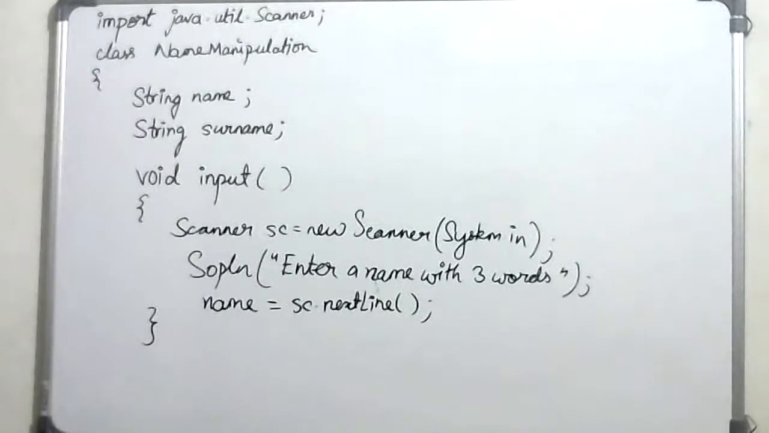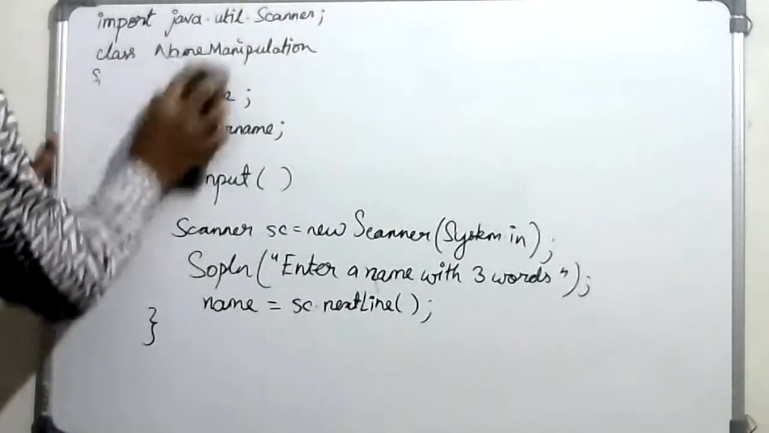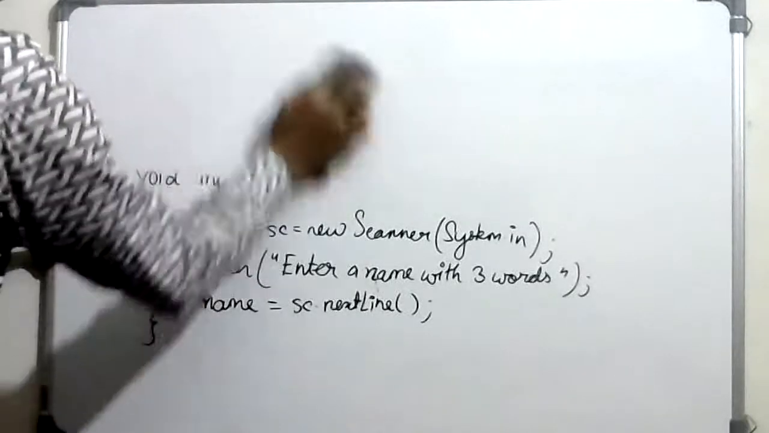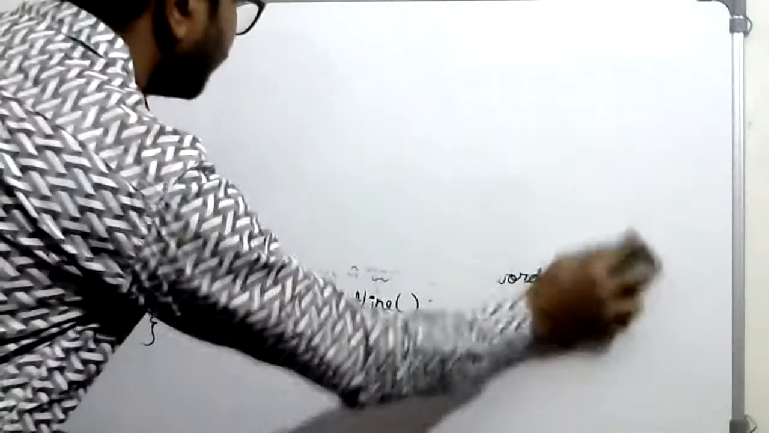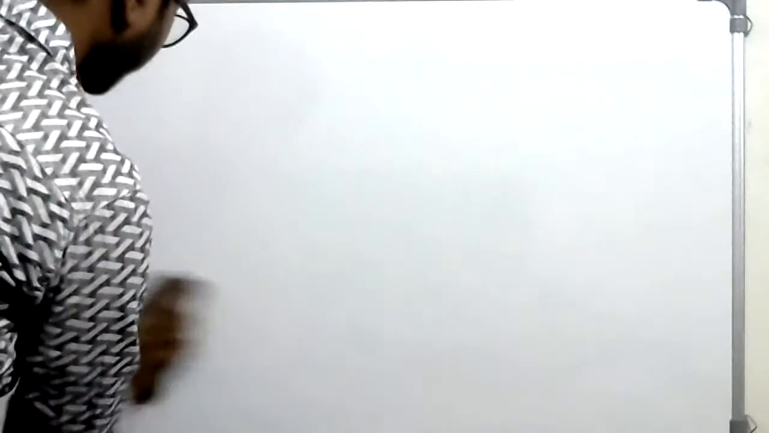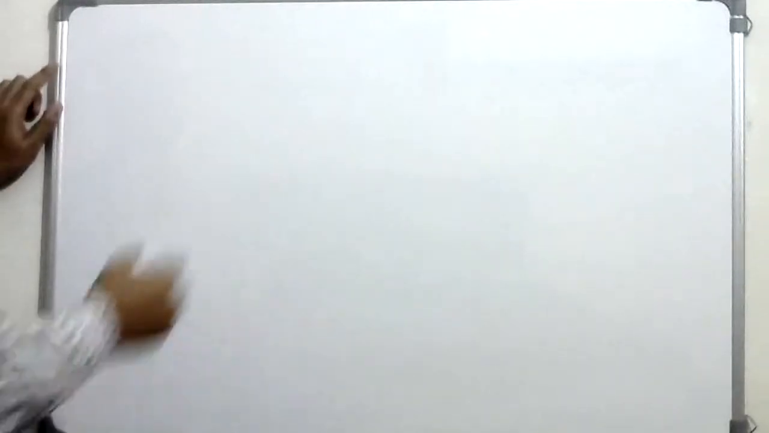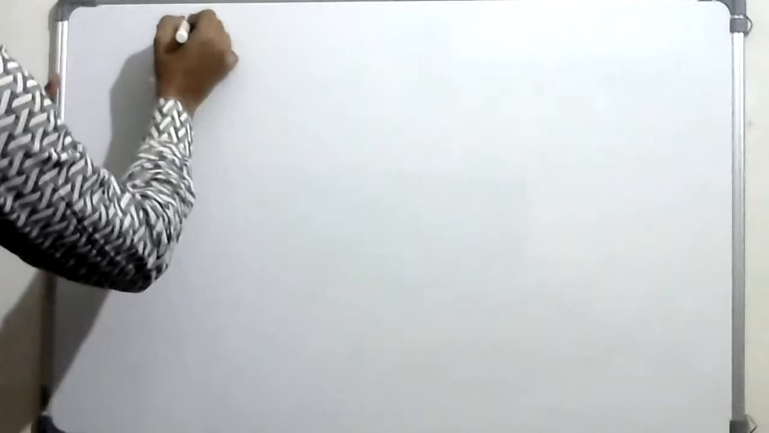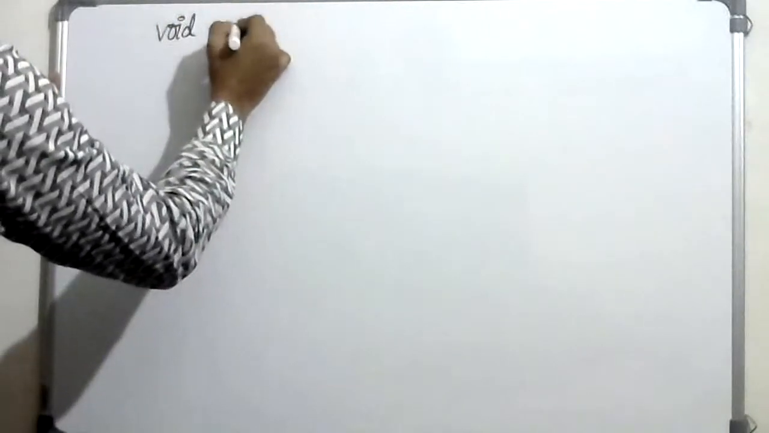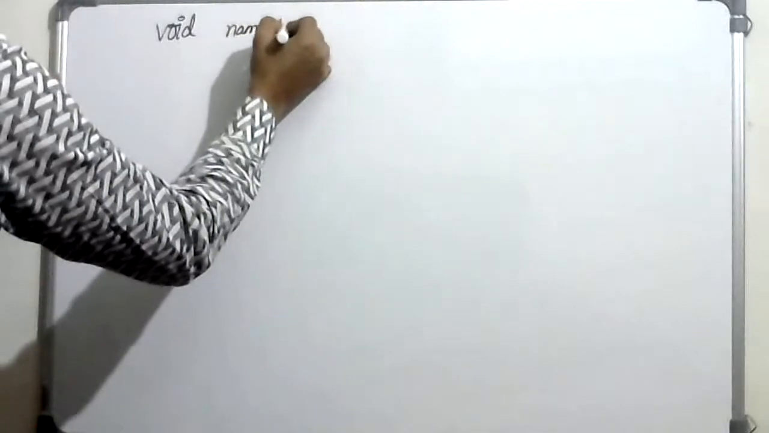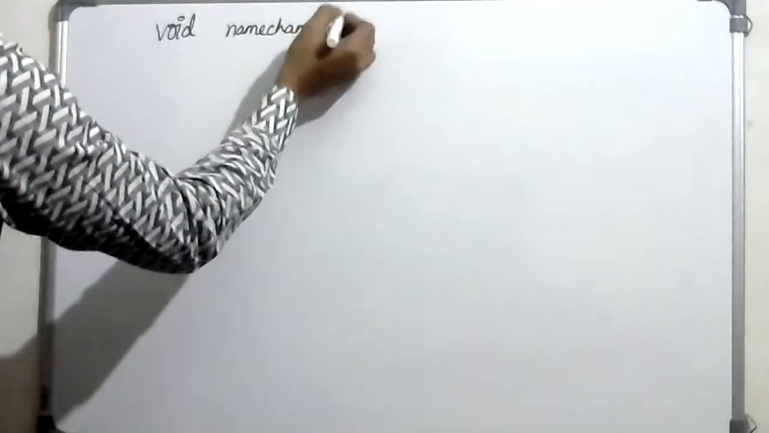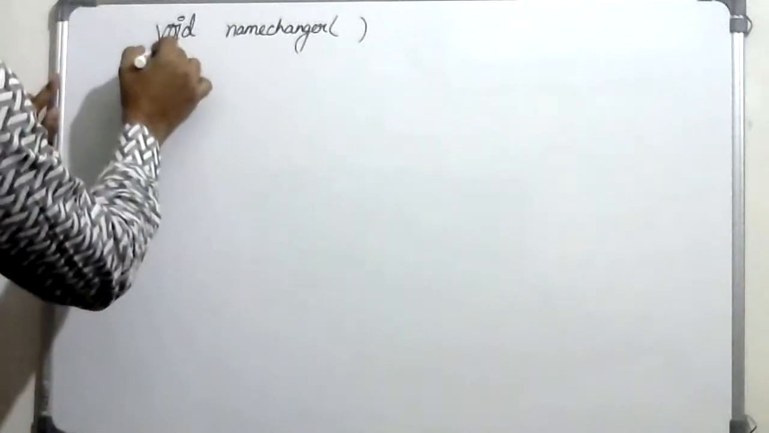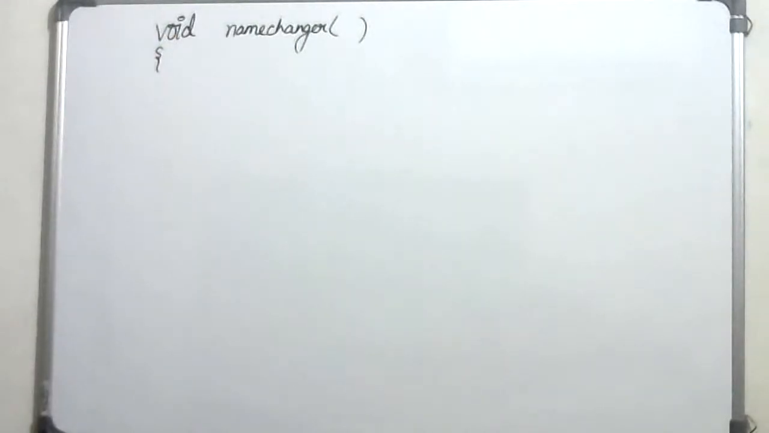So after we have finished writing the input function, we'll go to write down the function where we are actually manipulating, or rather interchanging, the surname and the first and middle names positions. Let's call that function name change, rather name changer. So it does not take any arguments and does not return any value.